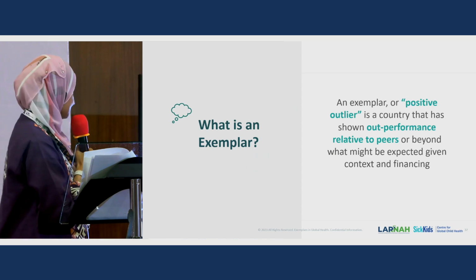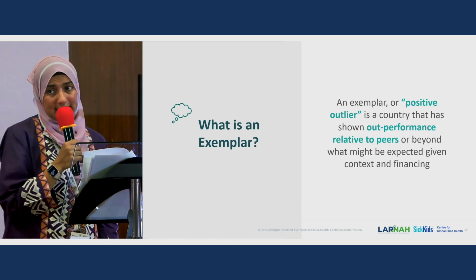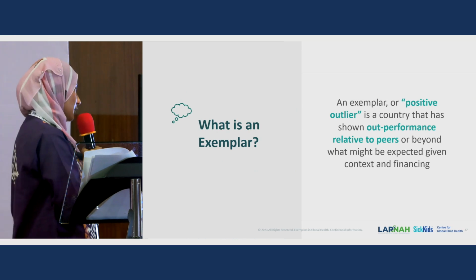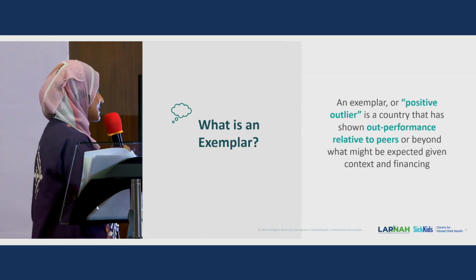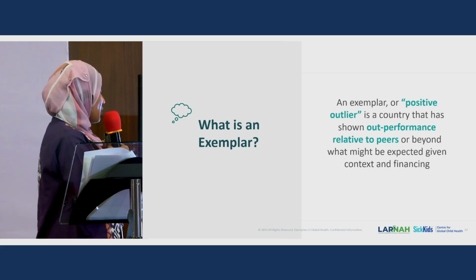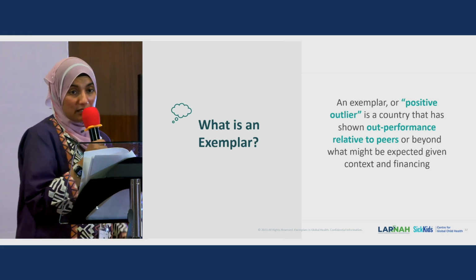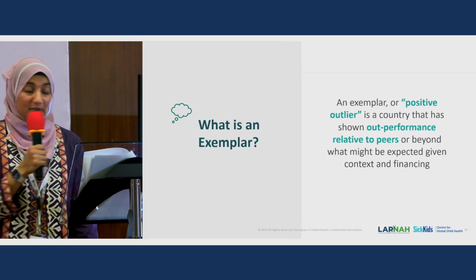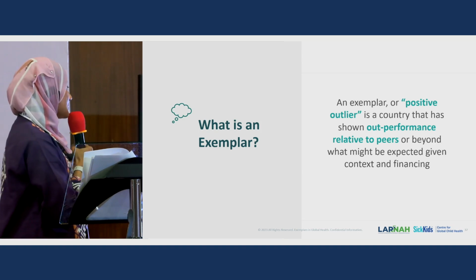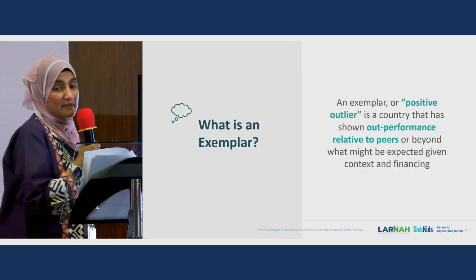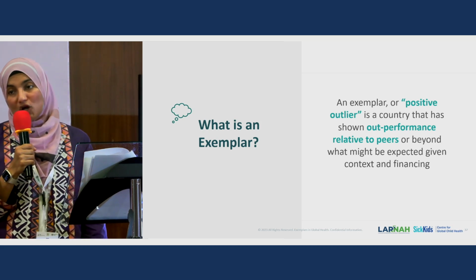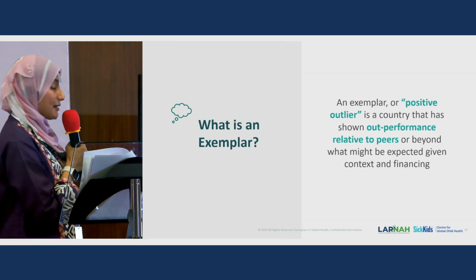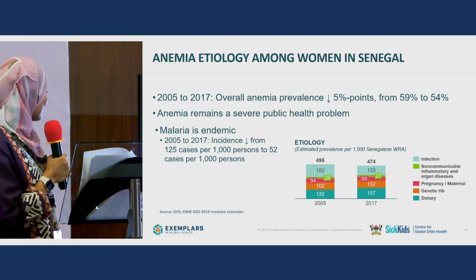Next slide, please. So how do we define an exemplar? An exemplar is a positive outlier, or a country that has outperformed their peers in a particular indicator of public health. And they have succeeded beyond what might be expected given their country context as well as the financing that was available to them.